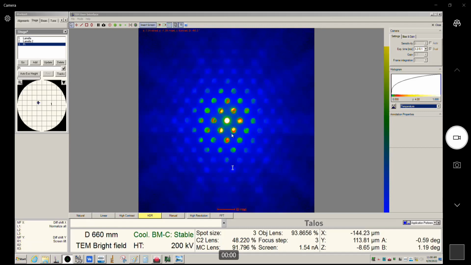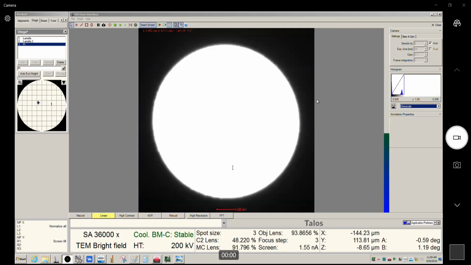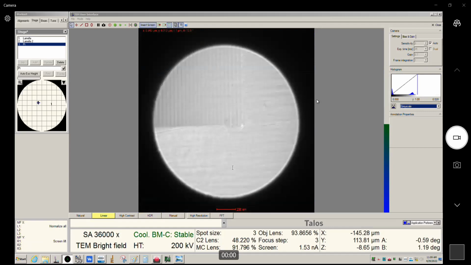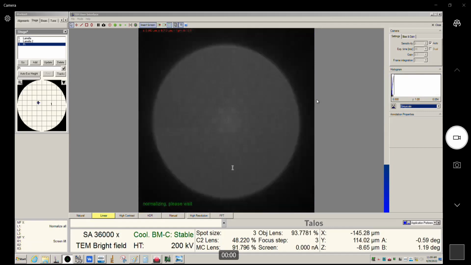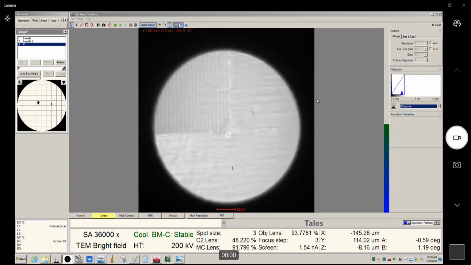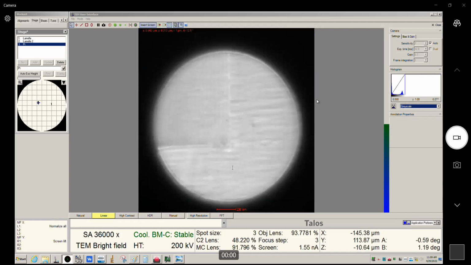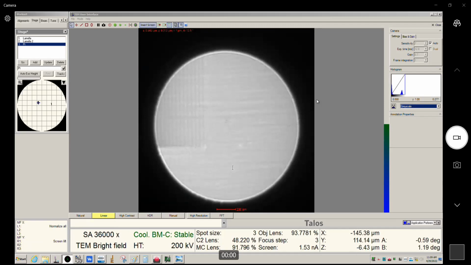Okay, so this is a little closer. I'm nudging the alpha tilt, but you can see now that's a little bit better than where it was. All right, because I tilted, I'm going to go back and make sure I have eucentric height reestablished, push eucentric focus. Okay, so that's worse. There we go.